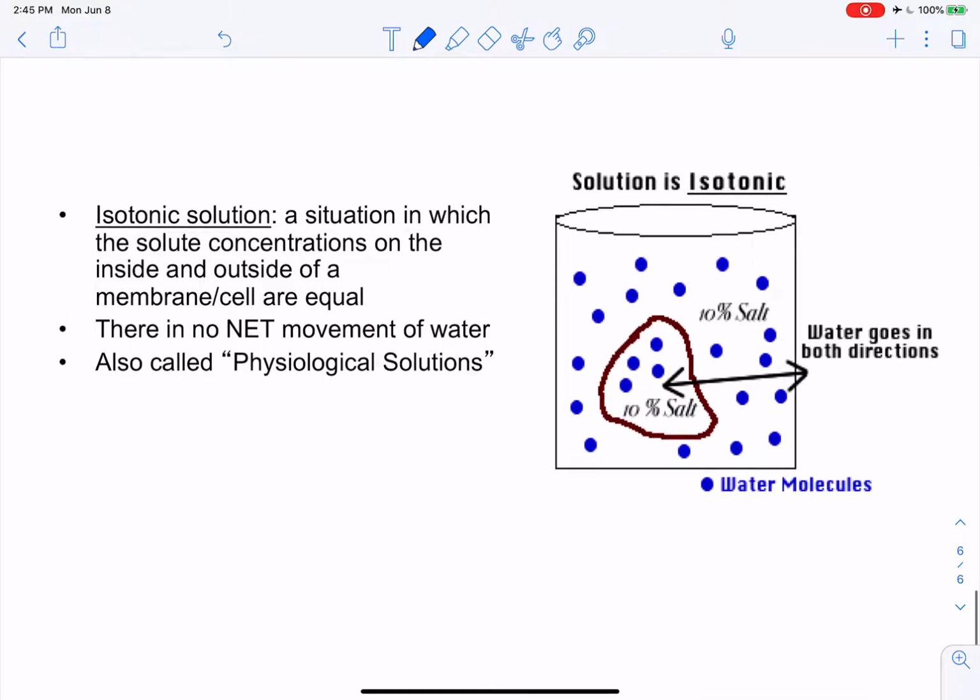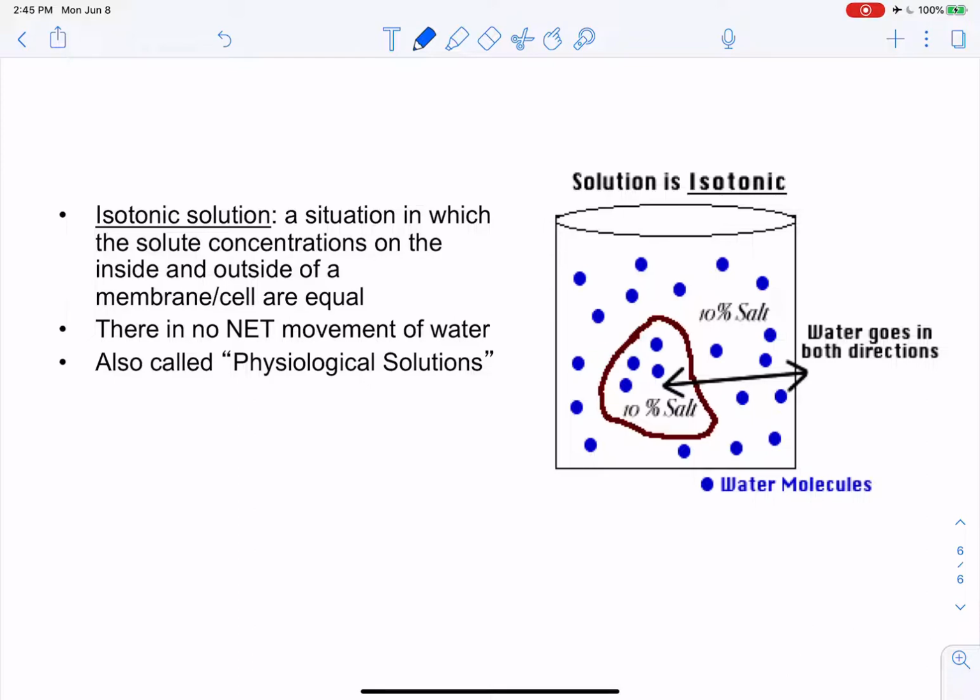If we have equal salt concentrations on each side of the cell, this is called isotonic. So an isotonic solution is also called a physiological solution. So the water isn't going to want to rush to either side of the cell to dilute the salt concentration because it's equal on both sides. So there's no net movement of water. You don't have water moving to one side of the cell or the other in greater amounts.